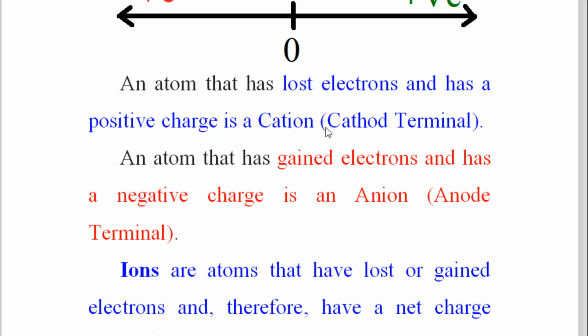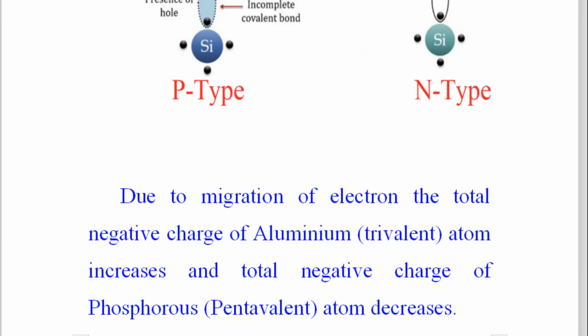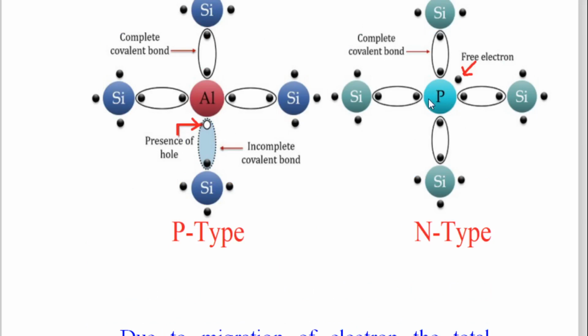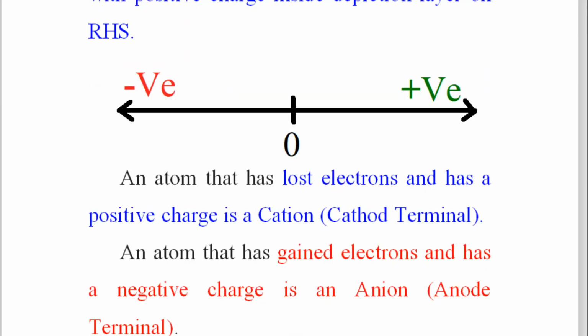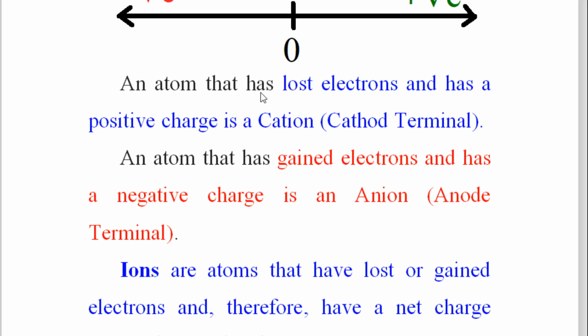So you know that now a pentavalent impurity atom lost the electron, therefore the atom which is losing the electron has a positive charge, its negative charge is decreased, meaning it is going towards the positive charge. It is a cation, and that is called the cathode terminal on the right hand side.